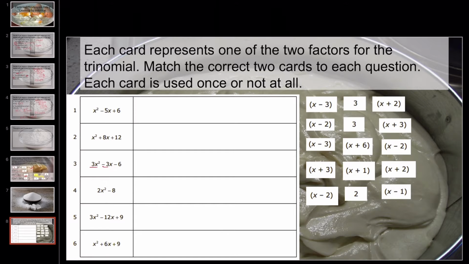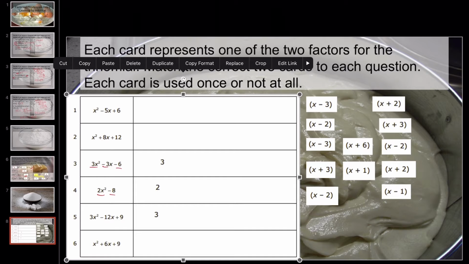So what's in common between these numbers? We have a 3x squared minus 3x minus 6. These all have the number 3 in common. So we're going to get that 3 and we're going to put that there. What about this one? Did these have anything in common? 2x squared and negative 8. They have a 2. 2 fits into both, so that's where this box is going to go. Number 5 also has a 3 in common.